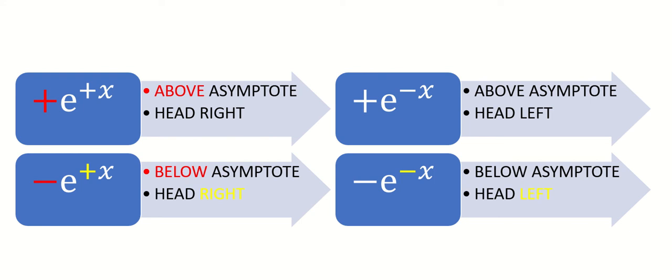Let's look at the next one, where we have positive e and negative x. When we have negative x, it means that your head is on the left, and the graph will be above your horizontal asymptote, because the operation in front of e is positive. For the last one, we have negative e and negative x, which means that it's below the horizontal asymptote and the head is on the left. So here are the clues for you to identify or recognize your exponential graph.